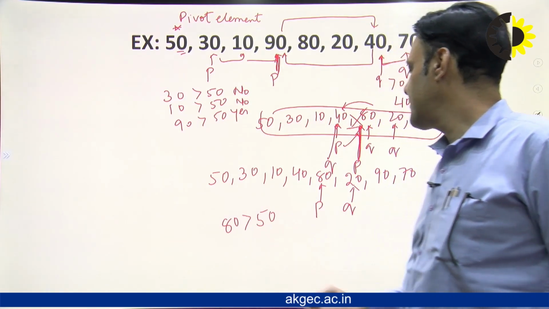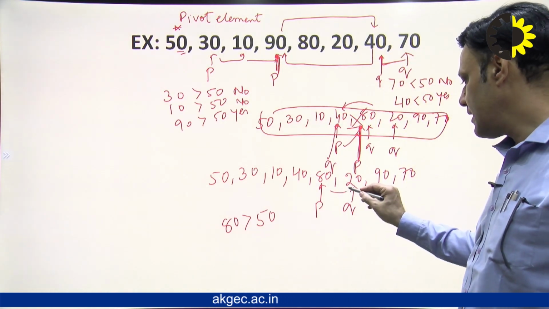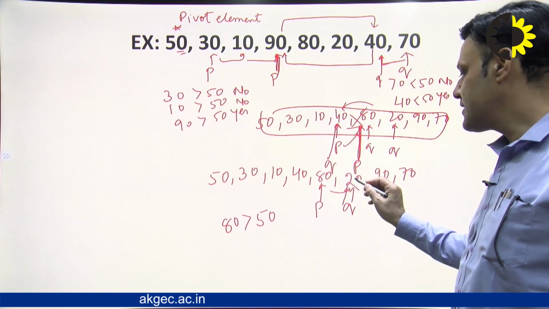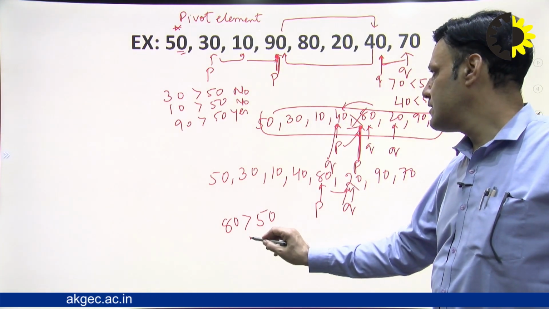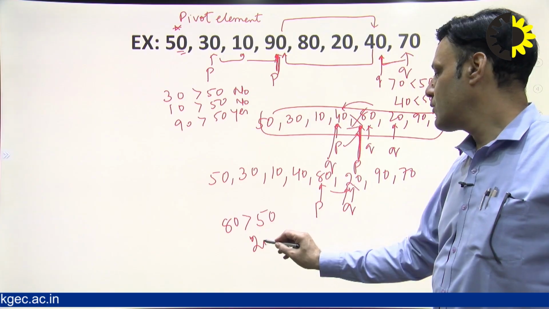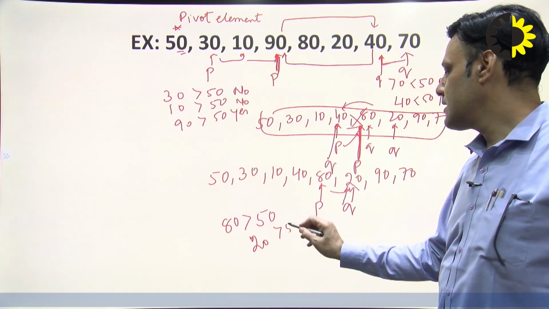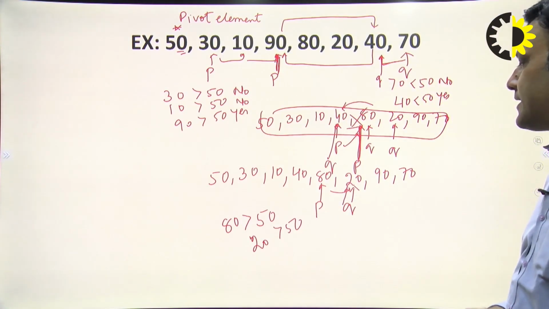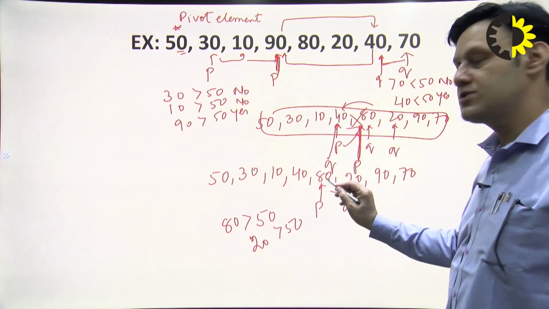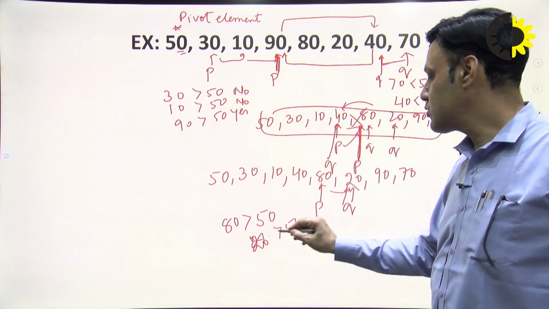80 is less than 50? No, this will overlap. Now here it is 20. So we will check here. 80 is greater than 50. Yes. So P will stop here. Right. P will stop here.